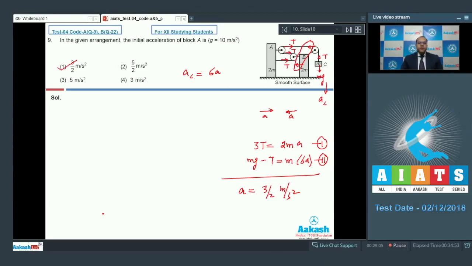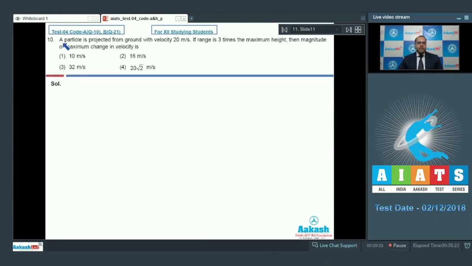Let's move to question number 10. In question number 10, a particle is projected from ground with velocity 20 meter per second. If range is 3 times the maximum height, then the magnitude of maximum change in velocity is. So let's analyze the situation. Suppose this is the particle and this is projected with a speed v, and it is given that the value of v is 20 meter per second.